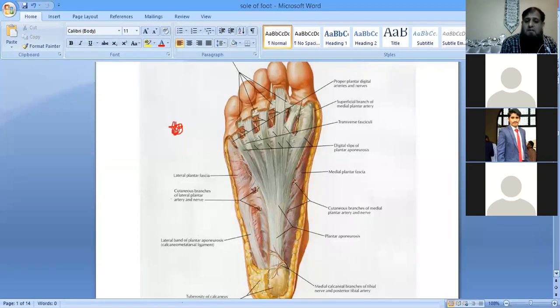And number 4, it is also responsible for giving origin to the muscles. प्लांटर एपोन्यूरोसिस से जो आपके फर्स्ट लेयर ऑफ द सोल ऑफ द फुट के मसल्स हैं वो ओरिजिनेट कर रहे हैं. क्लियर बच्चे?